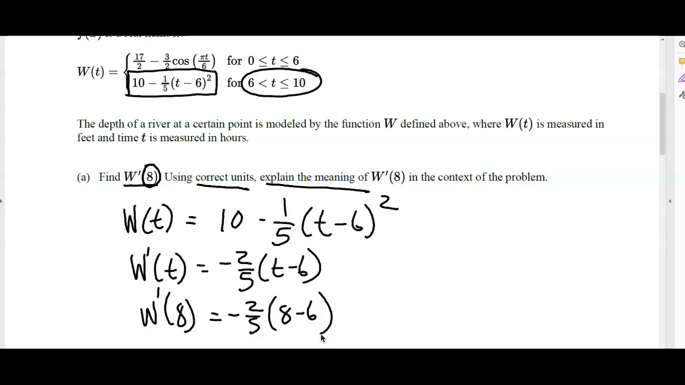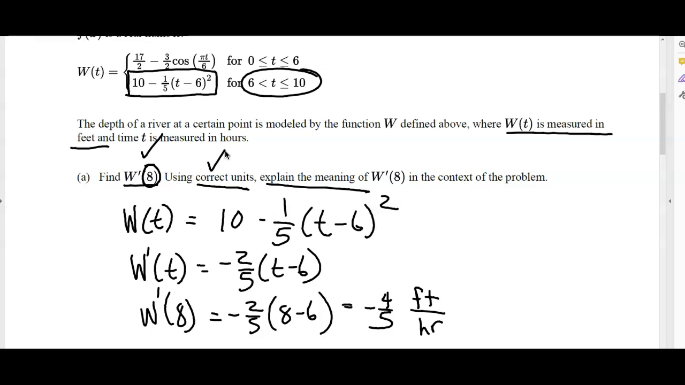You could simplify it if you want to. If you do that, you should end up with negative 4/5, but you could also leave it like this because we're doing an FRQ. All right. Now they want us to give the correct units. Now, W is measured in feet. So W prime must be in feet per hour. Now, that's the units, so we've got that checked off, but we still need to explain the meaning of this.